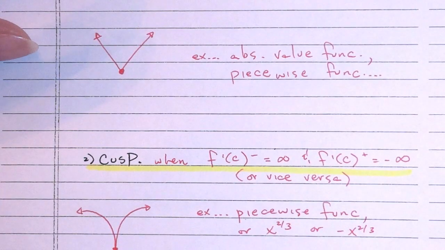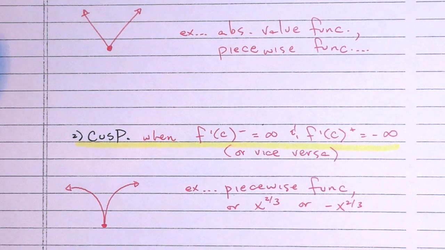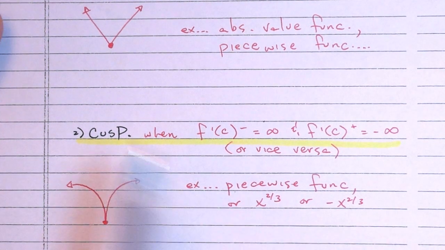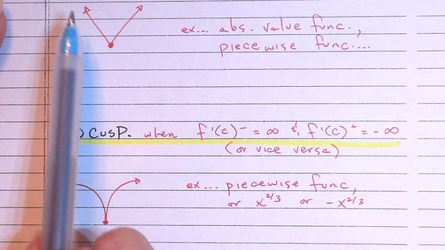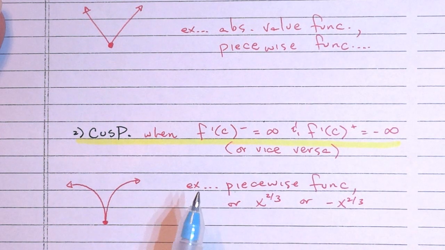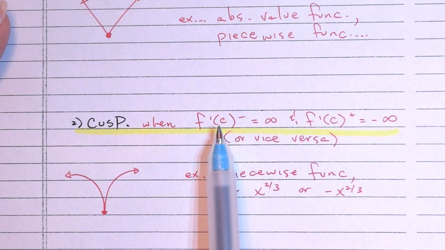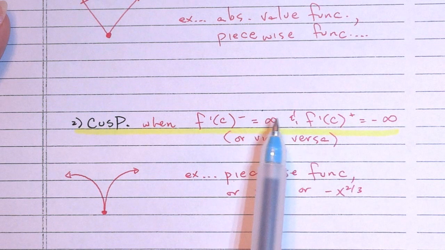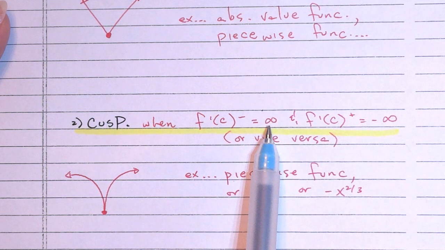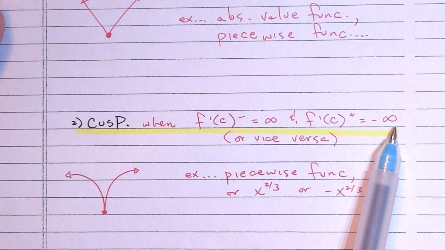The other one looks almost the same, but it's not. Look, this is called a cusp. Sometimes you can have one piece that's a corner and one piece that kind of curves, and that would be like a corner cusp or whatever, okay? But a cusp is basically when you have a left slope that's either positive or negative infinity, and then the right slope is the other one.